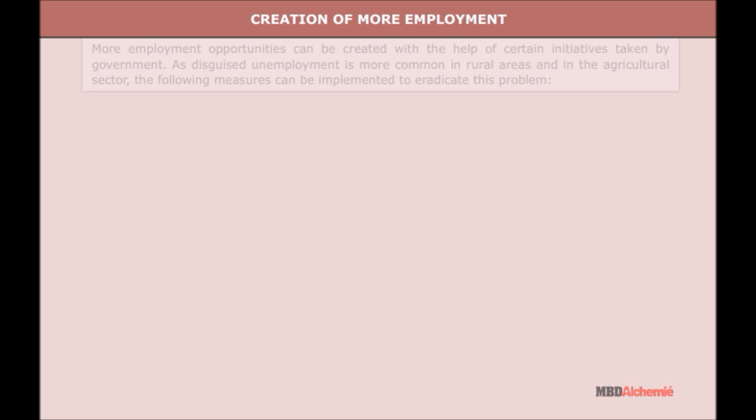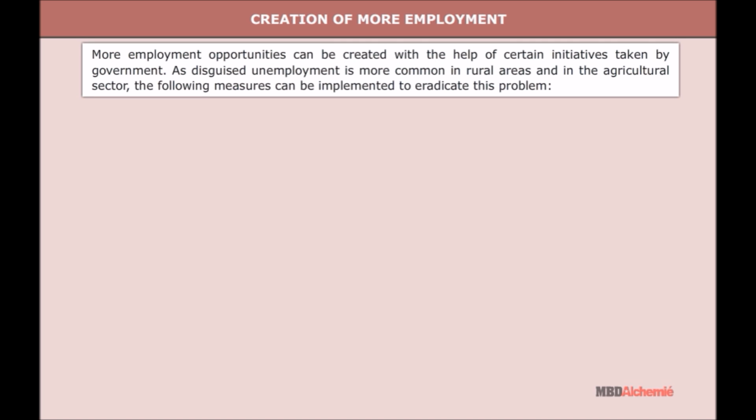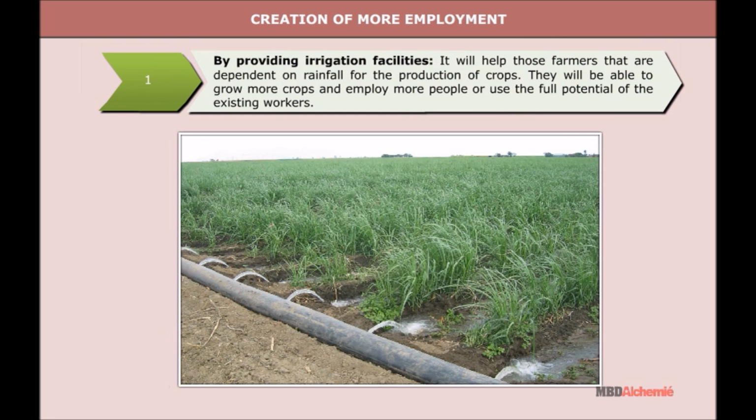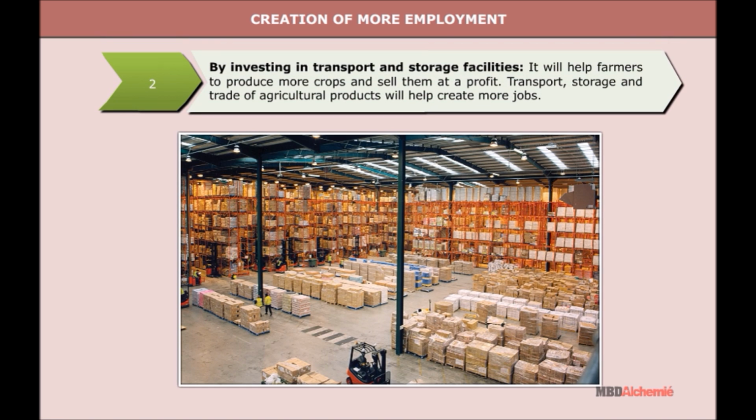Creation of more employment. More employment opportunities can be created with the help of certain initiatives taken by government. As disguised unemployment is more common in rural areas and in the agricultural sector, the following measures can be implemented to eradicate this problem. By providing irrigation facilities, it will help those farmers that are dependent on rainfall for the production of crops. They will be able to grow more crops and employ more people or use the full potential of the existing workers. By investing in transport and storage facilities, it will help farmers to produce more crops and sell them at a profit.